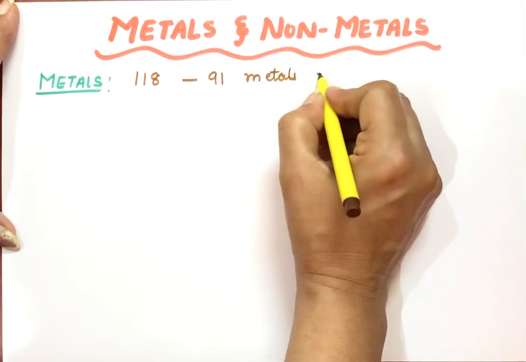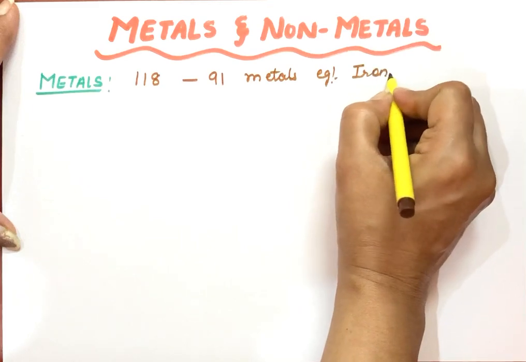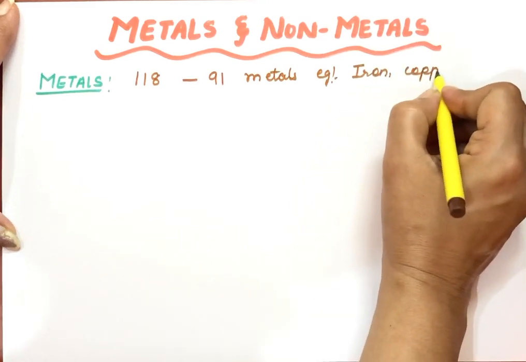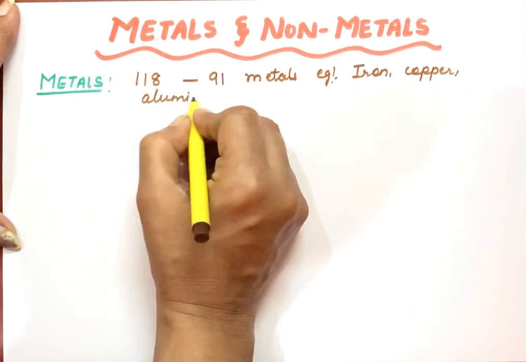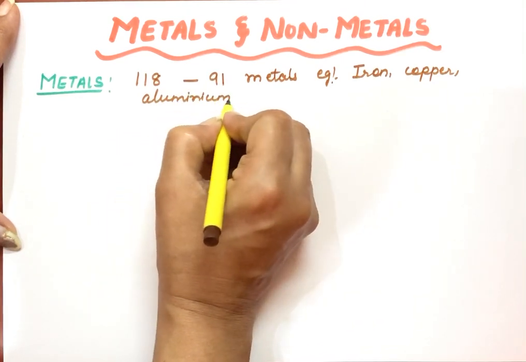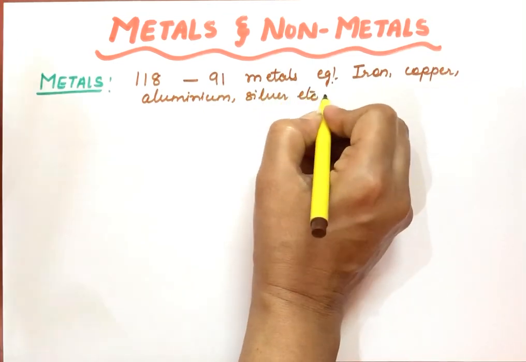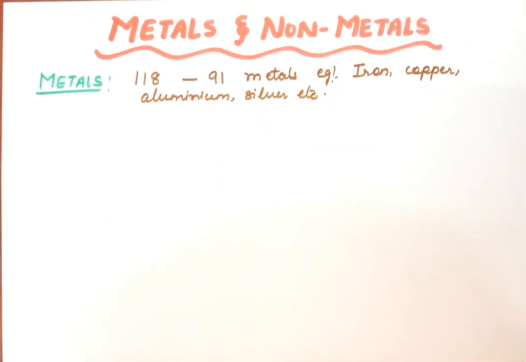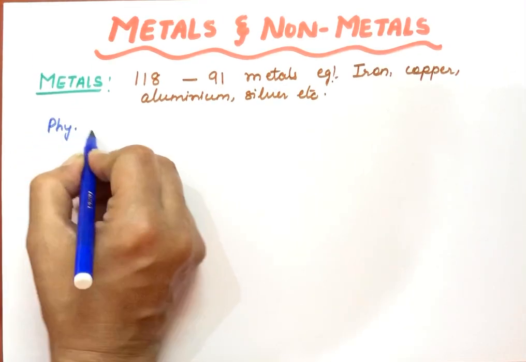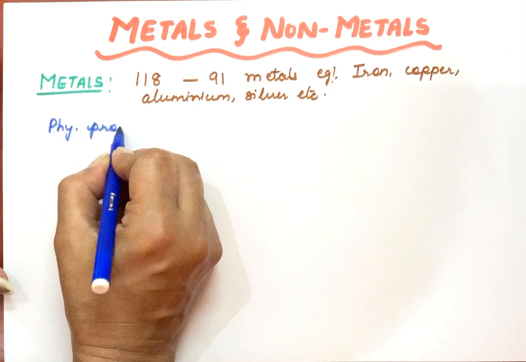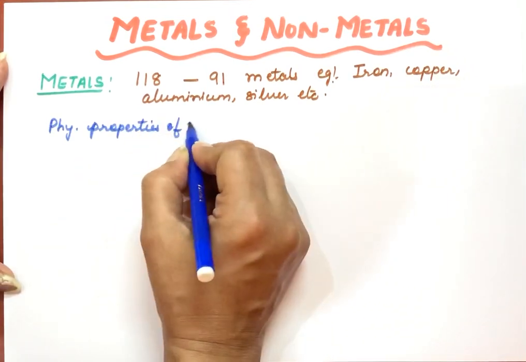Some examples of metals are iron, copper, aluminium, gold, zinc, silver. These are examples of metals. So first we'll study the physical properties of these metals. Physical properties of metals.